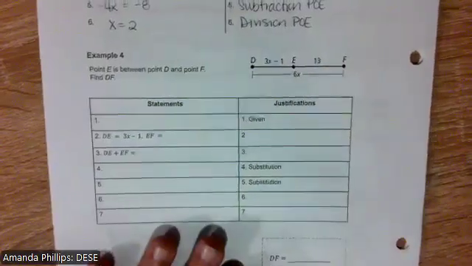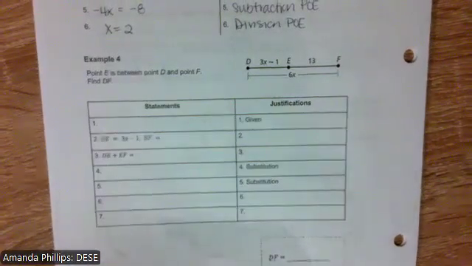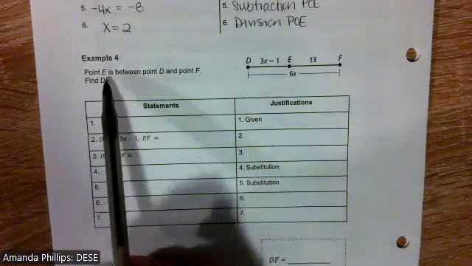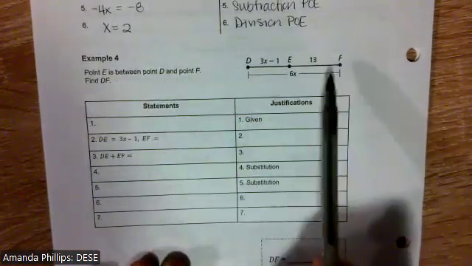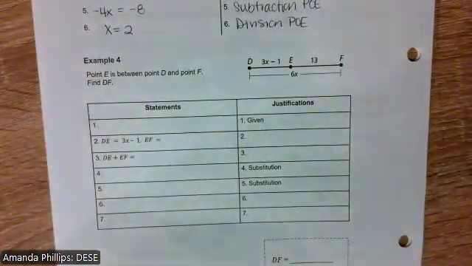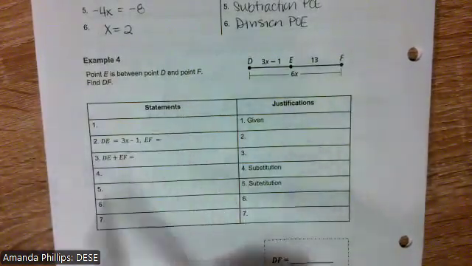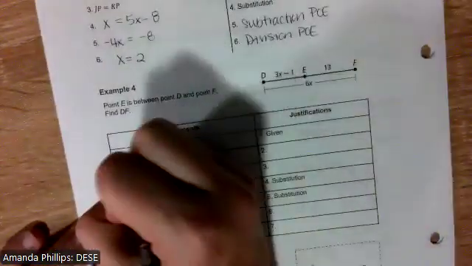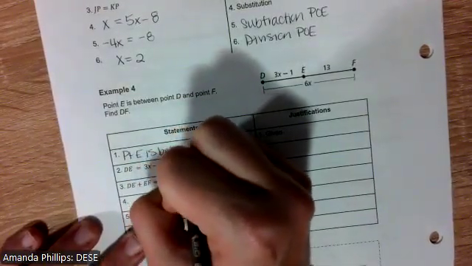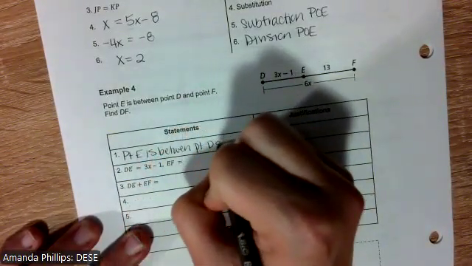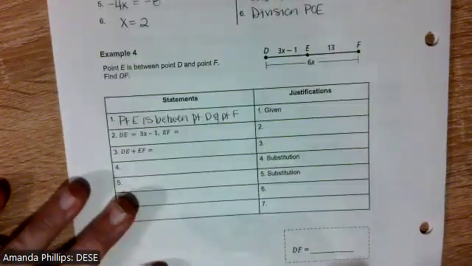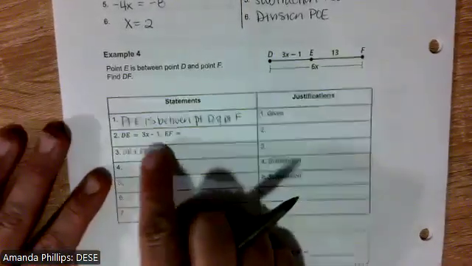They've left it a lot more open, and we've got a lot more statements to be made. Okay, so it tells me here that point E is between point D and point F. It just says between, it doesn't say midpoint. Okay, so what do we know? We know that point E is between point D and point F. That is given.